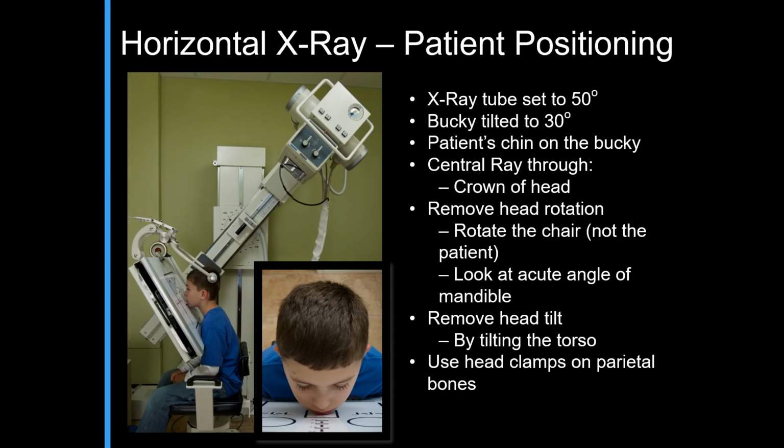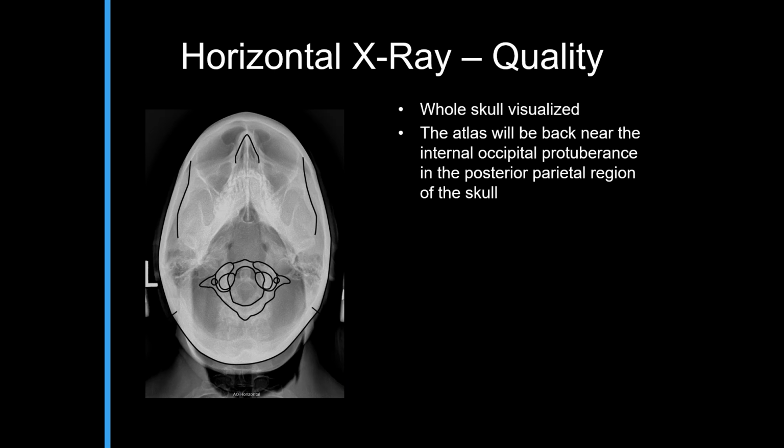If the patient's chin is on the bucky, the central ray goes through the crown of the head. We're going to remove the head rotation and also the head tilt. Again, we're using the chair to take out the rotation. As far as the head tilt, we leave the head tilt in there, but we tilt them at the torso to get the head straight up. And then we obviously use the head clamps for the parietal bones.